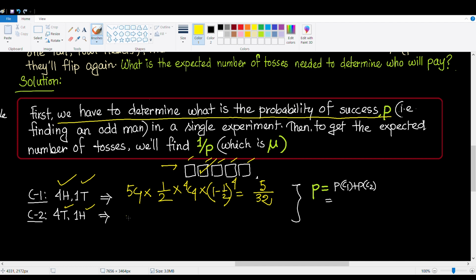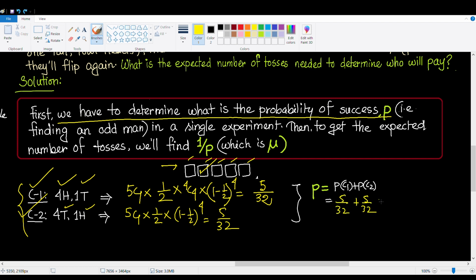Okay, so for 4 tails 1 head we'll get exactly the same result. Therefore it will also be 5C1. This half is coming from 1 head now, and then 1 minus half to the power 4, which is also 5 by 32. So if either of these 2 cases happens, case 1 or case 2, we will find our odd man. Therefore the final probability P would be P of case 1 plus P of case 2, which is 5 by 32 plus 5 by 32, which becomes 5 by 16. It's pretty much similar to our Bangladesh-Pakistan cricket match problem, right? So now this is the probability of finding an odd man in a single experiment.